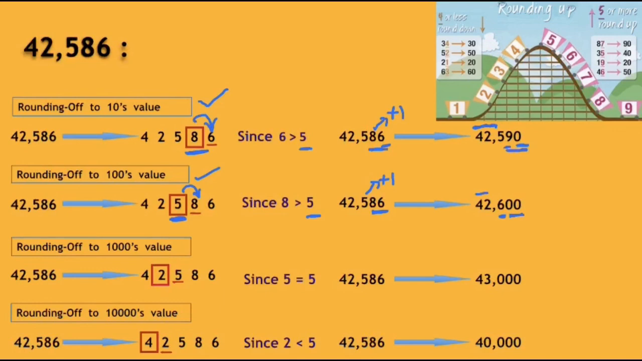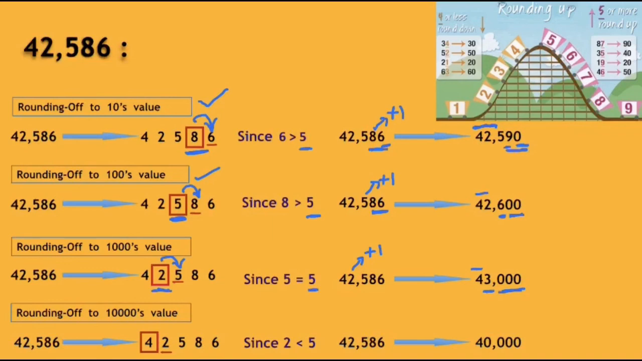Rounding off to thousands value. Identify the thousands place. Check the immediate right side place. Compare this number with 5. Since 5 is equal to 5, this rounding off place will be increased by 1. That means 2 becomes 3. Right side numbers will be replaced by zeros, and the left side number remains the same. That means 42,586 becomes 43,000.